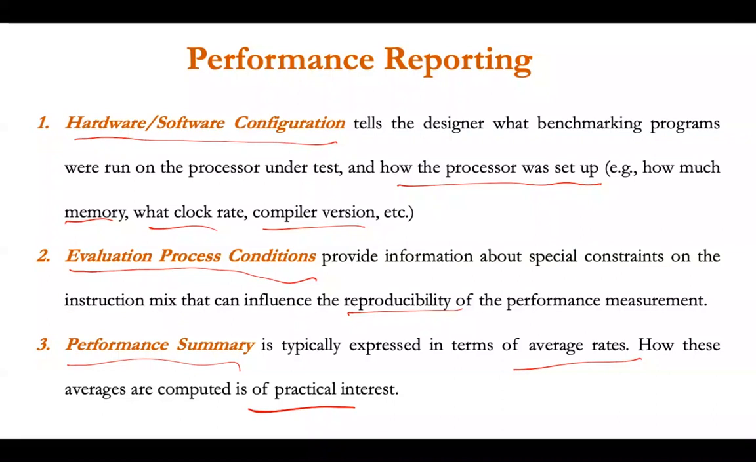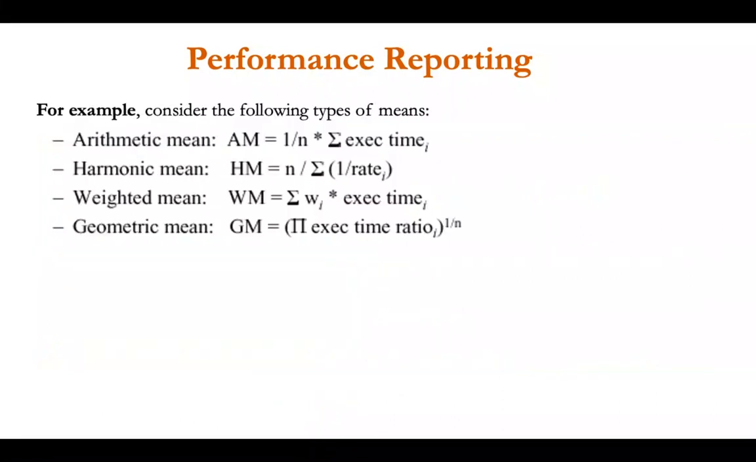For example, let us consider the following types of means for finding the average rates. One is the arithmetic mean. The arithmetic mean is given as 1 divided by n multiplied by the summation of execution times. Another one is the harmonic mean. The harmonic mean is given as n divided by the summation of 1 divided by the clock rates. And the weighted mean.